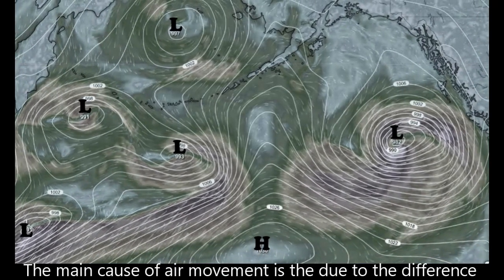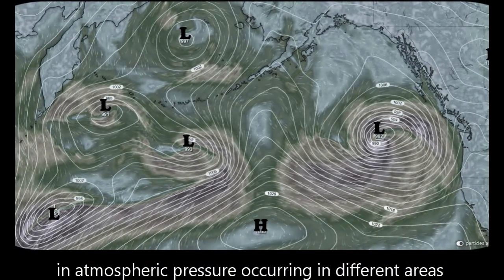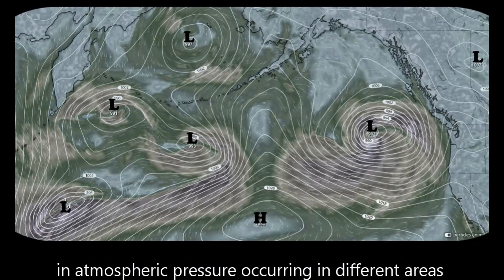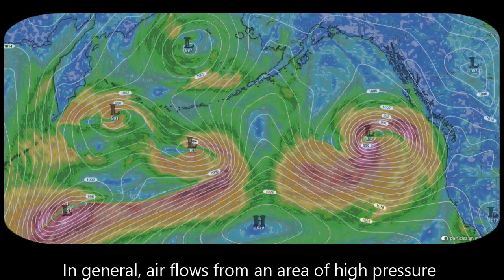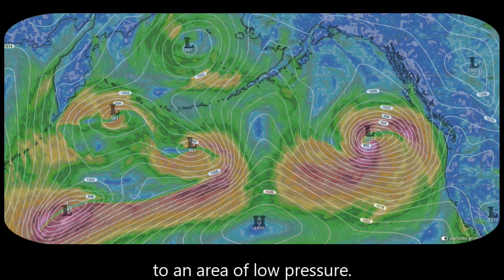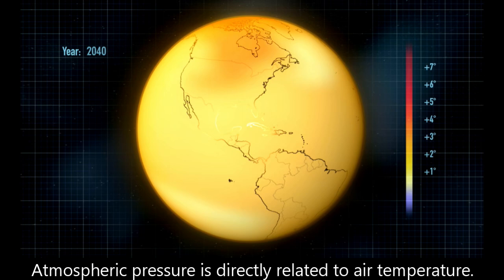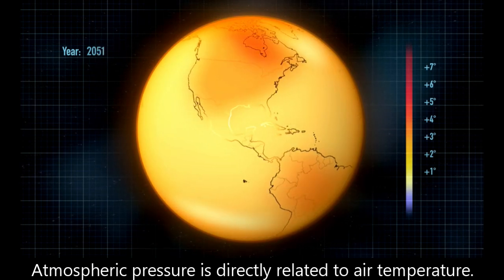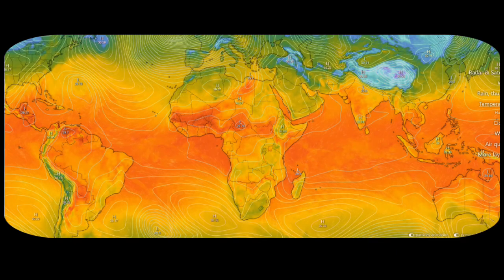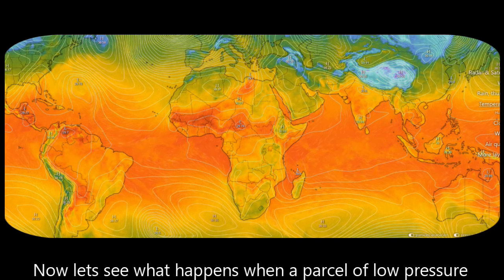The main cause of air movement is due to the difference in atmospheric pressure occurring in different areas over the surface of the Earth. In general, air flows from an area of high pressure to an area of low pressure. Atmospheric pressure is directly related to air temperature. Basically, cool air has a higher atmospheric pressure than warm air.